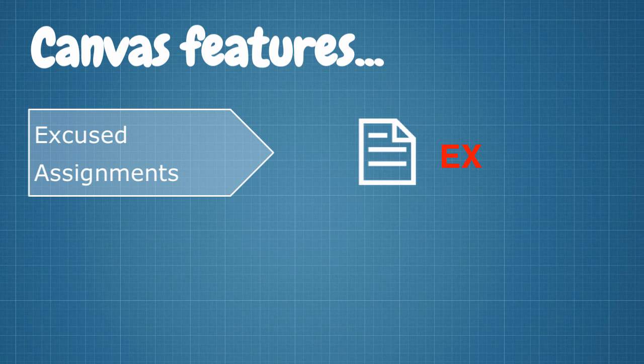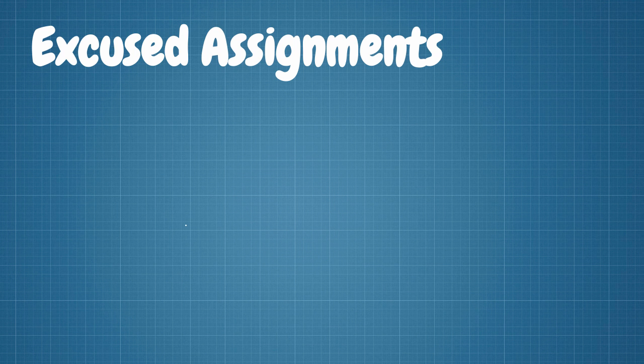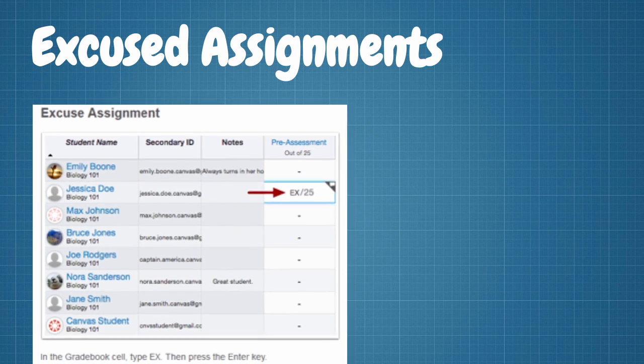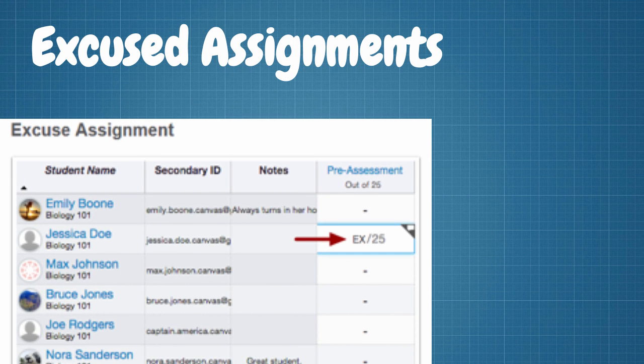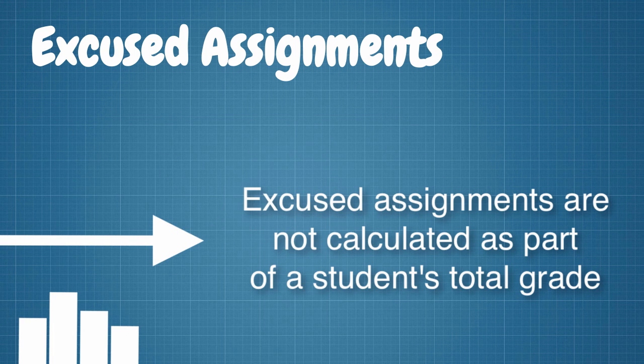Let's first look at creating an exception or an excuse to an assignment. How does it work? As needed, you can use the gradebook to excuse a student from an assignment, discussion, or quiz, or you can also excuse a student from a group assignment by entering an EX in the grade column or row for that student. Excused assignments are not calculated as part of a student's total grade.